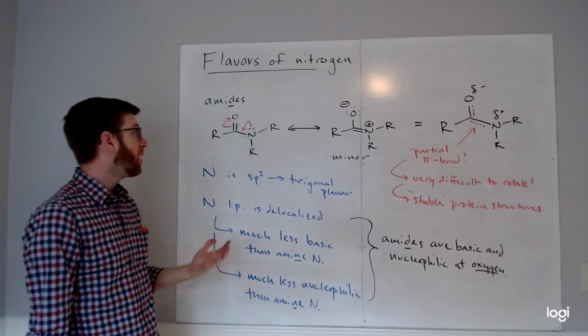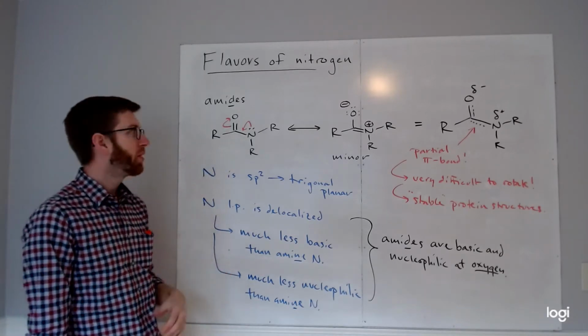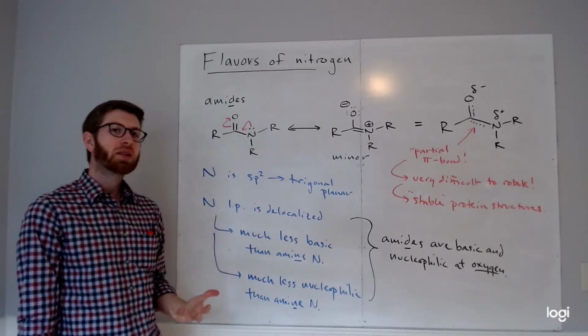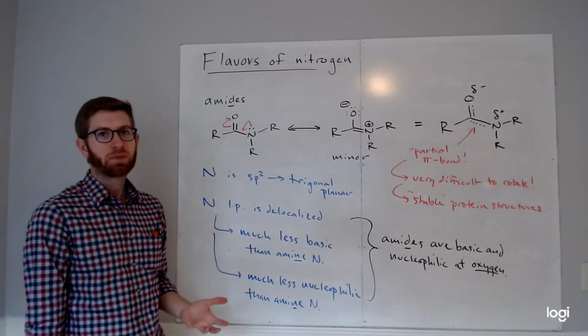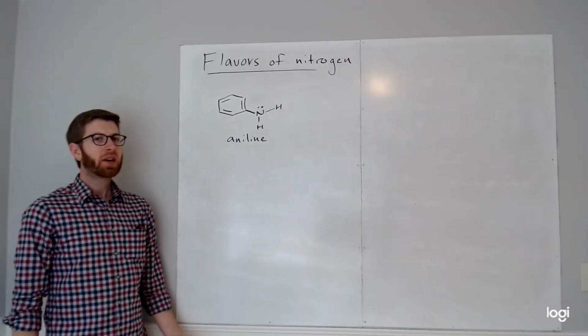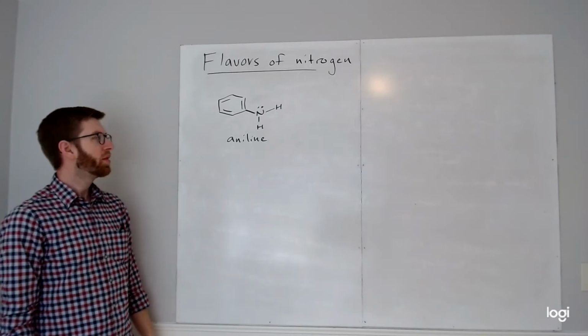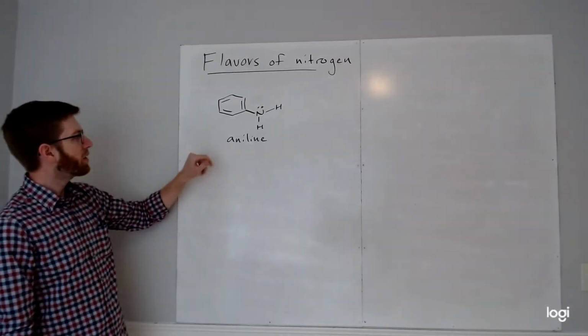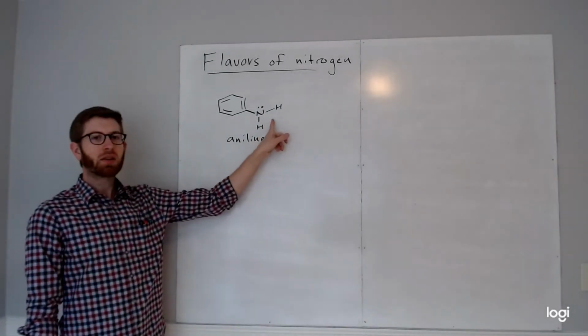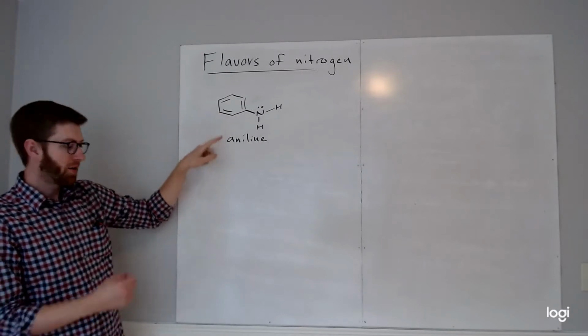So next we'll look at what happens when we change this carbon-oxygen double bond into some other kind of pi bond system. So rather than an amide, we'll look at other kinds of conjugated nitrogen groups. Another kind of conjugated nitrogen group is called an aniline. And these are typically going to describe an amine that's actually attached to an aromatic ring.